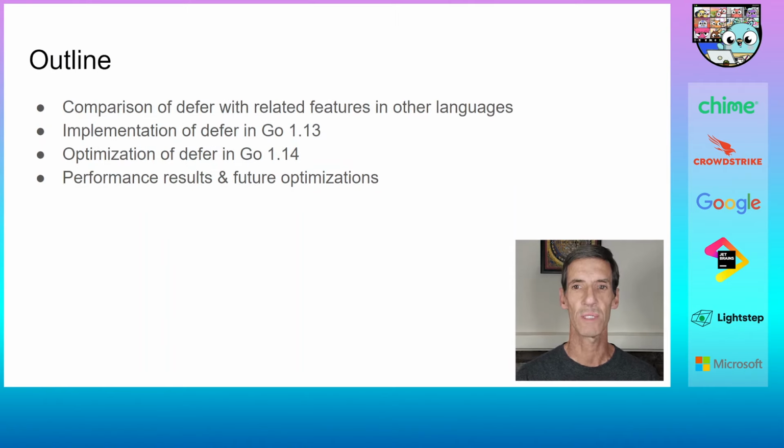So, the plan for the rest of the talk is as follows. I'll first describe some related features in other languages and compare with defer. Then I'll describe the implementation of defer as of Go 1.13. Then I'll describe the optimization for defer that we did in Go 1.14 that greatly reduced the overhead in the common case. Finally, I'll describe some performance results and future optimizations.